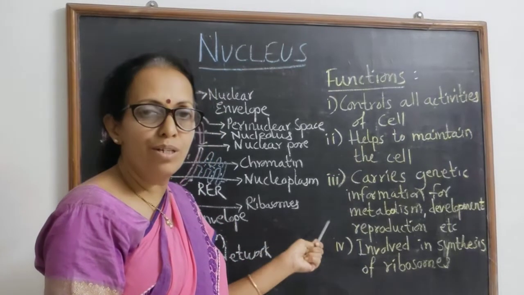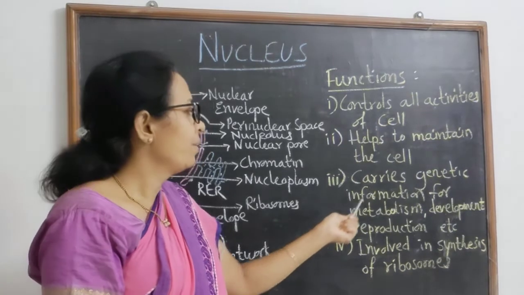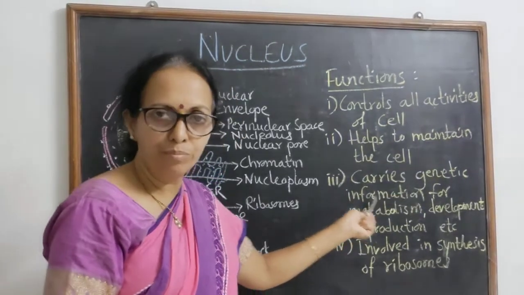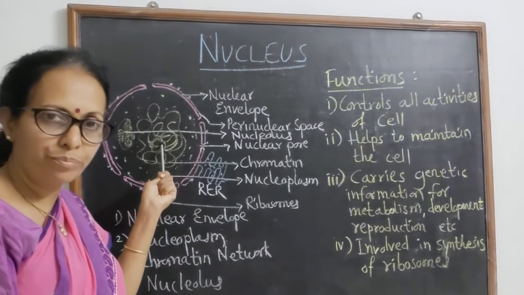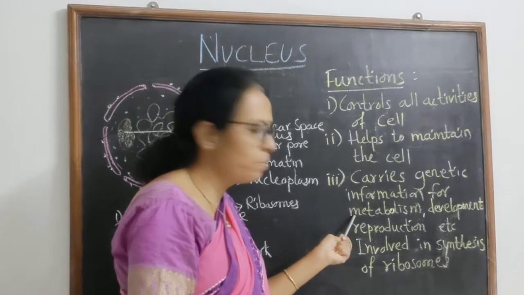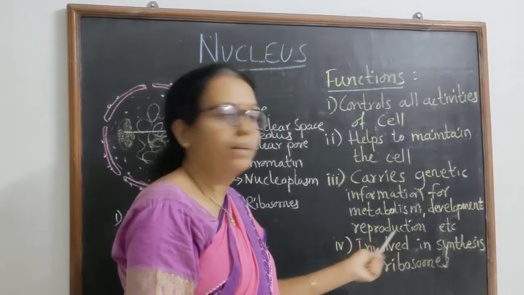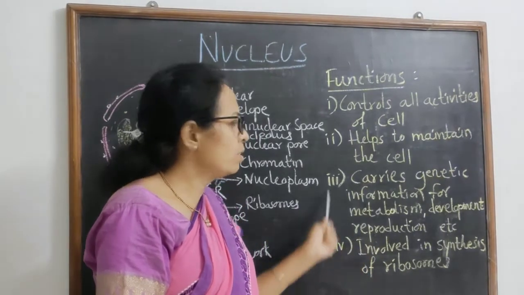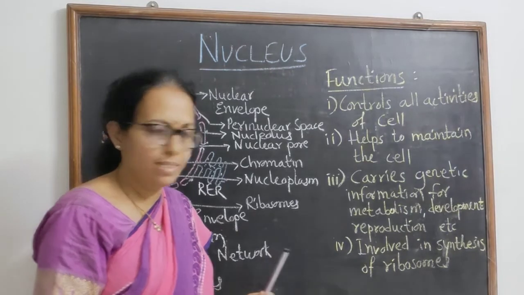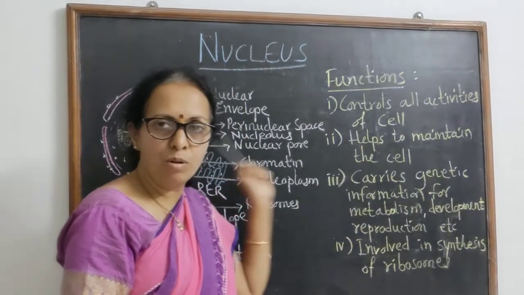Third function, again a very significant role: it carries genetic information in the form of DNA, and that genetic information is responsible for metabolism, development, reproduction, that is, all cellular processes or life processes. They have the genetic information over here.